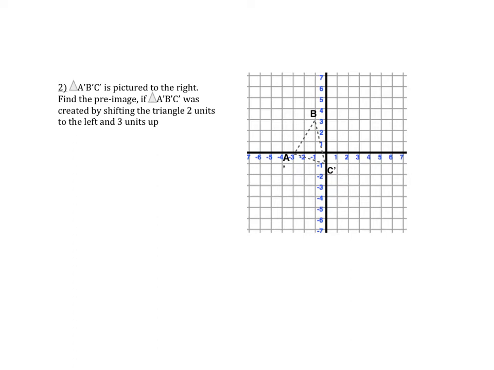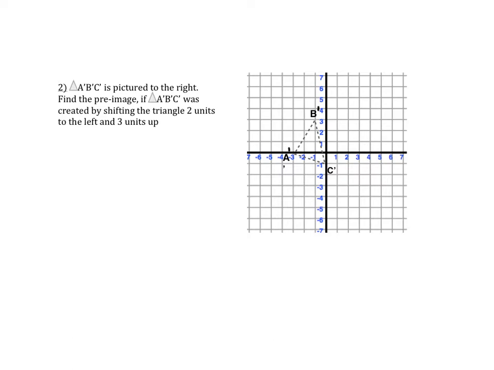Okay, triangle A prime, B prime, C prime is pictured to the right. It says find the pre-image if A prime, B prime, C prime was created by shifting the triangles 2 units to the left and 3 units up. So this should be a little B prime right here, and the little prime symbol for A shifted. So that's A prime, B prime, C prime.